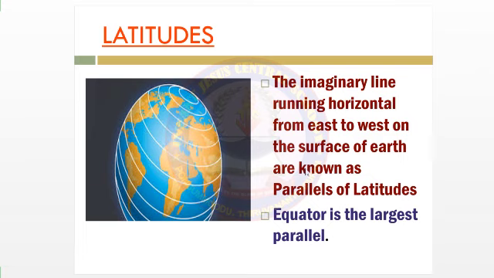When we look at a map or a globe, we notice that the earth is covered by many vertical and horizontal lines. These are imaginary lines. The imaginary lines running horizontally from east to west on the surface of the earth are known as parallels of latitudes. These are parallel lines. The Equator is the largest parallel.